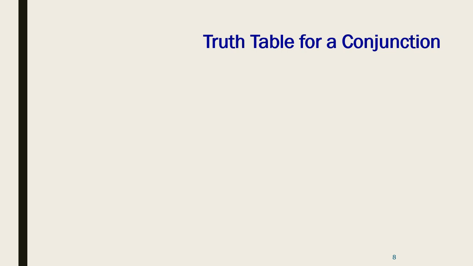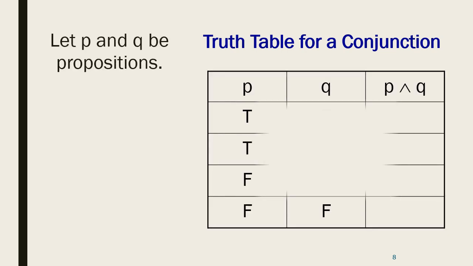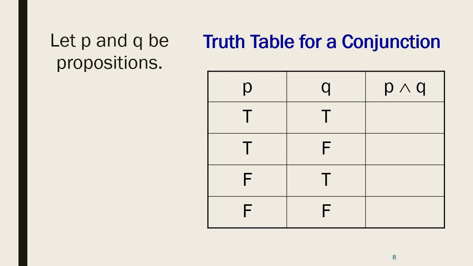Now let's have a truth table for a conjunction. Let P and Q be propositions. So here we have P and Q. Since we have two propositions, we're going to have 4 rows. For the first column, P, the rows are T, T, F, F. Then for the second column, Q, the rows are T, F, T, F.